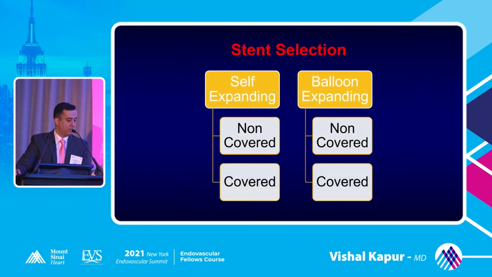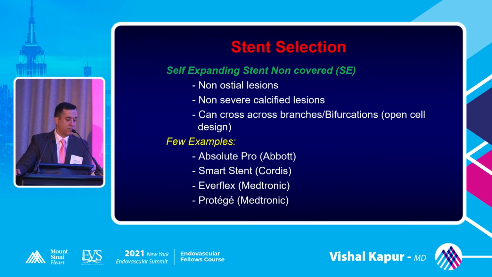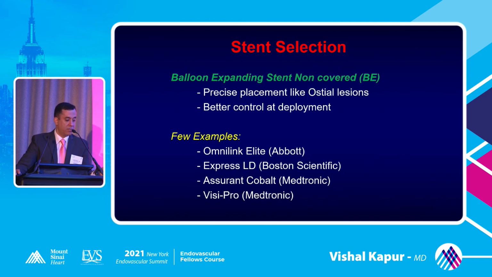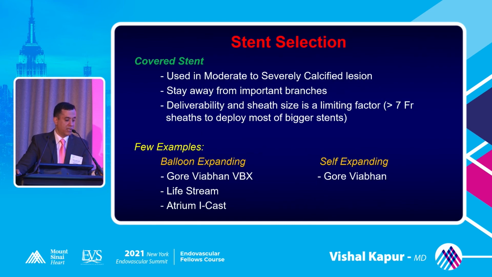So I guess I'm going to self-expanding and balloon-expandable stents. She talked about it again. Different lesions, different scenarios. Self-expanding, non-covered is for non-ostial lesions, non-severely calcified lesions, especially around the branches, because it's an open cell design. So these are some of the stents which are available in the market. Balloon-expanding stent, non-covered, again, for precise placement. If you're right at the ostium of the common iliac, for better deployment, better control. Remember, a nitinol self-expanding stent can move up and down, so if you want to park right at the spot you want, you have to use your balloon-expandable stents.